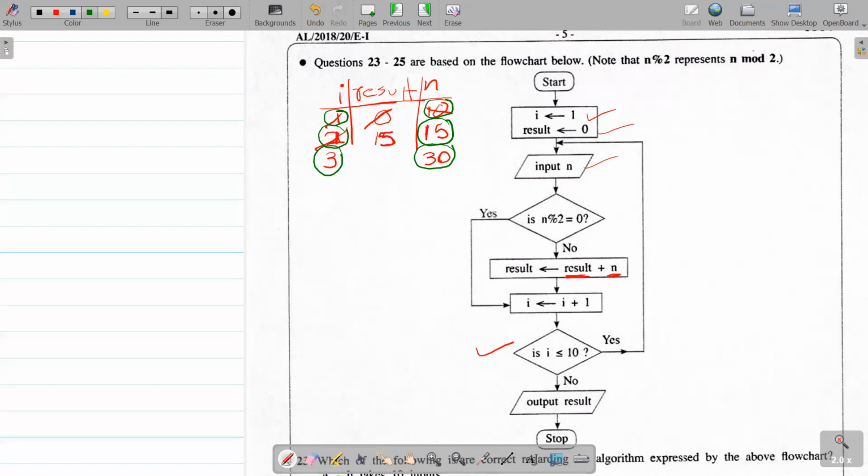Right? So that means when I is 10, then this is supposed to show the 10th input. Right? So when I become 10, the 10 inputs are done. So then it checks over here whether I is less than or equal 10. So it is not less than, but it is equals.